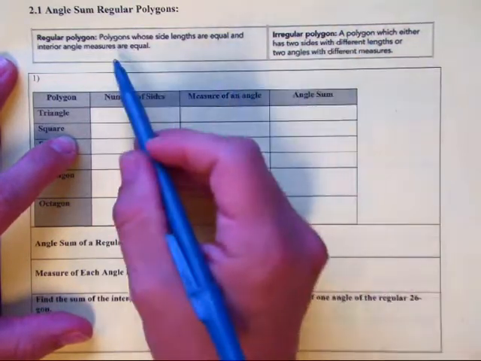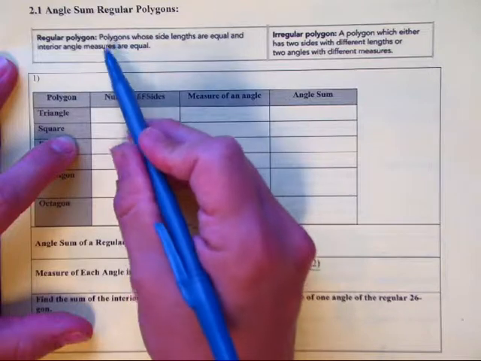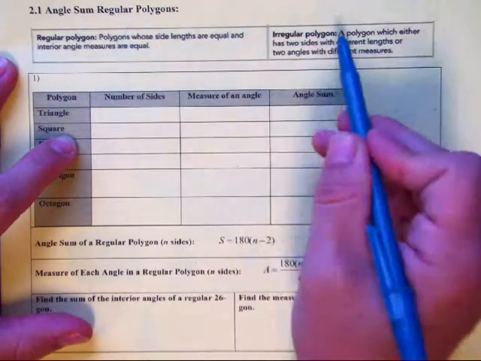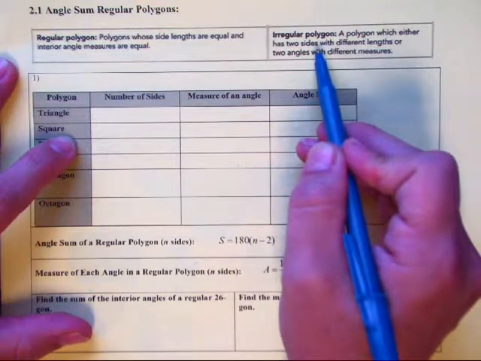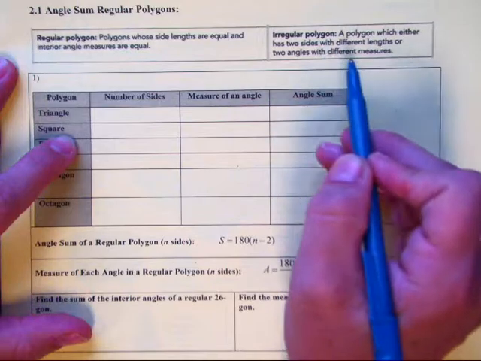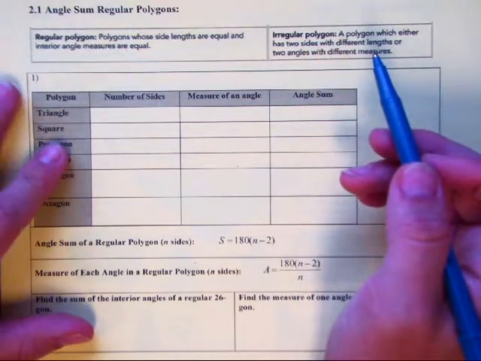So you might be thinking regular would be something like a square, where all the sides are the same and all the angles are the same. The angles would all be 90. Versus irregular could be something like a rectangle, where a rectangle does have all 90-degree angles, but only the sides across from each other are the same. So those are some examples for you.